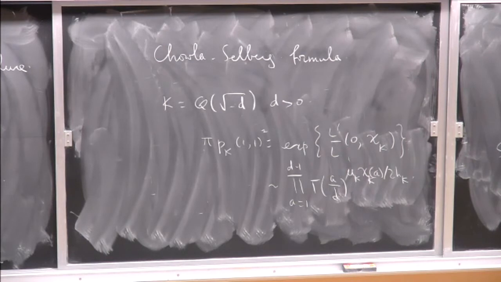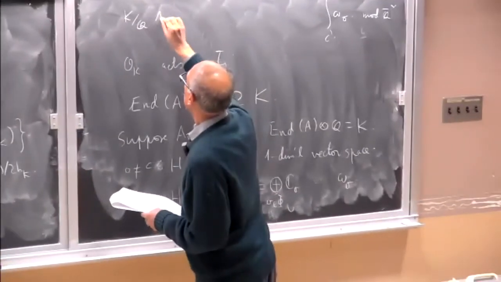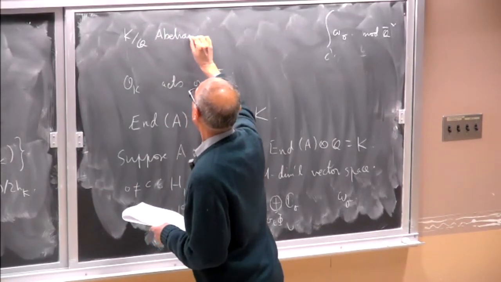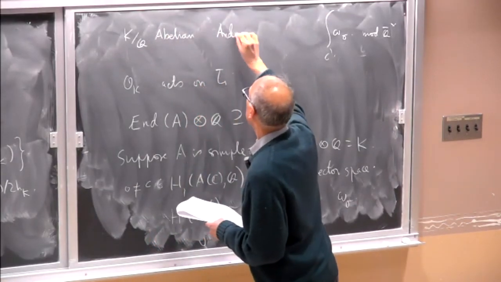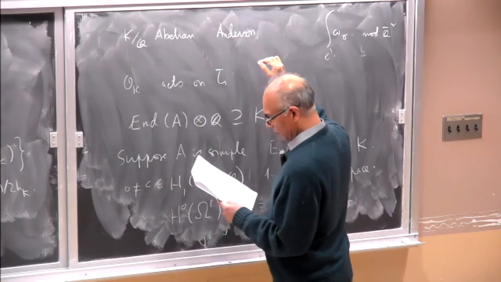The conjecture is also known if K over Q is abelian. This is Anderson, Greg Anderson. Who else is involved?